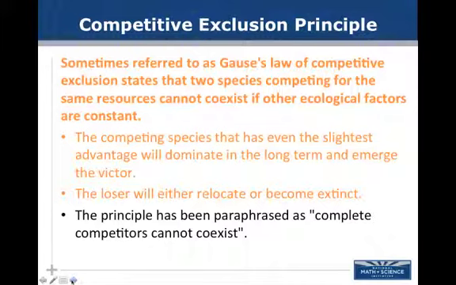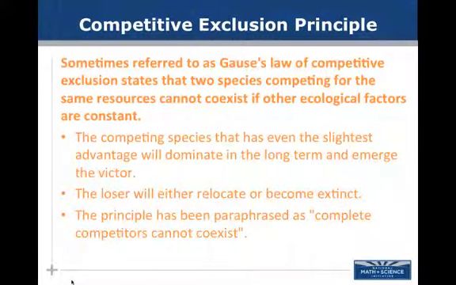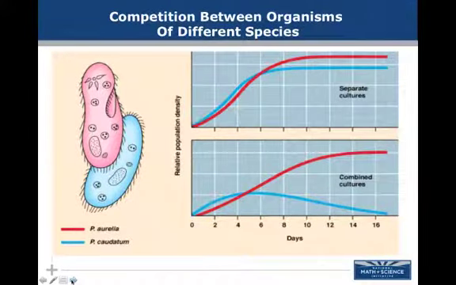And so this competitive exclusion principle is important to understand: if they exist in the same niche and all other things are constant, one of them is going to have to either go or they are going to become extinct over time. So let's look at the competition between organisms of different species.